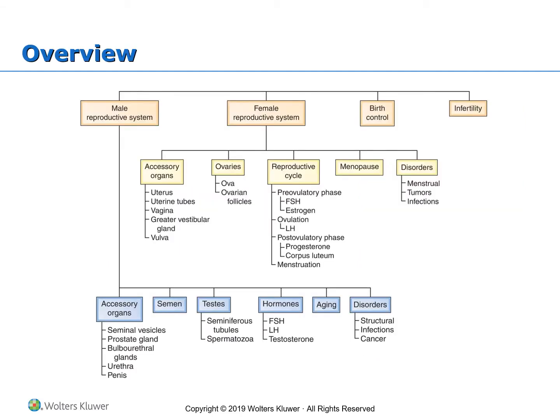This is an overview of the present lecture. We'll cover the male reproductive system in terms of describing accessory organs, the semen, the testis, the hormones involved in male reproductive system, aging as it pertains to the male reproductive systems, and any disorders associated to male reproductive system. For female reproductive system, we'll look into accessory organs, we'll describe the ovaries, the reproductive cycle, menopause, and disorders of female reproductive system. We'll discuss, in addition to that, birth control and infertility issues as they pertain to both male and female.